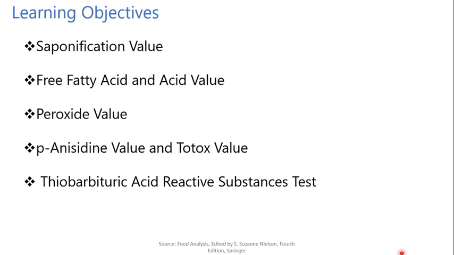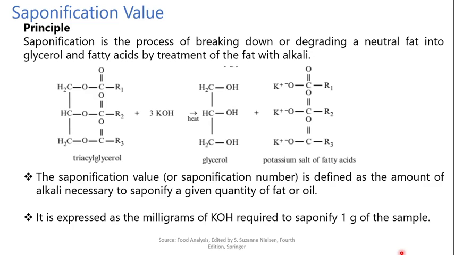Now in this lecture, we will see the saponification value, free fatty acid and acid value, then peroxide value, then para-anisidine value and Totox value, and the thiobarbituric acid reactive substances test. So we will see one by one. The first one, saponification value.